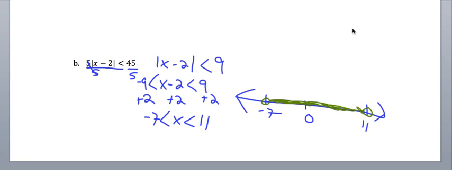Okay, that's it for inequalities with absolute values. Again, the big thing to remember is that those less than inequalities turn into and compound inequalities. The greater than ones turn into ors.